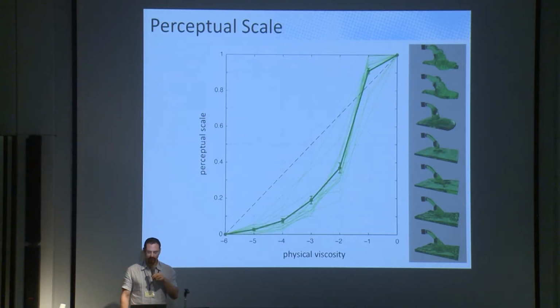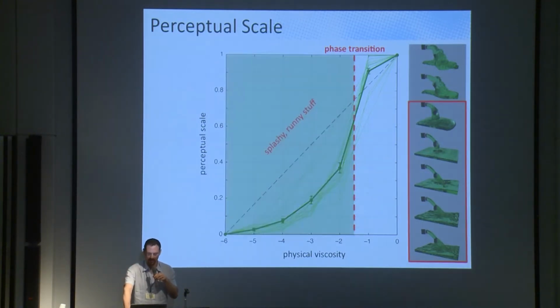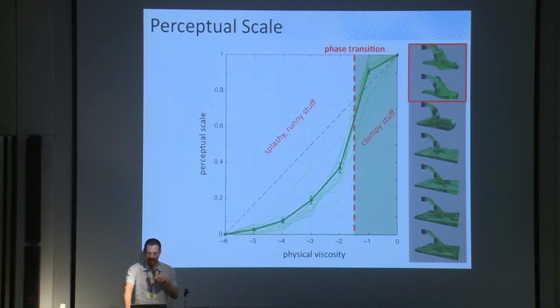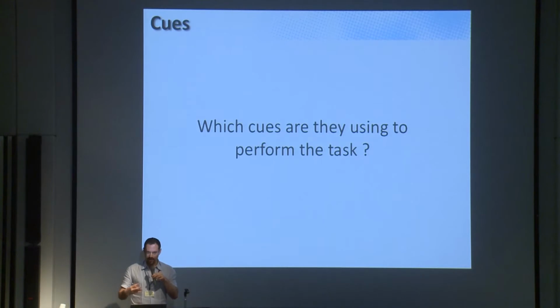Here are the scales for all of the individual subjects. The thick green line is the mean across those subjects. One interesting observation here is that there seems to be something like a kind of perceptual phase transition between, on the left-hand side, runny liquids, which are all kind of much of a muchness, and then there's a sudden transition up to much thicker liquids, which are the thick, clumpy stuff. So there's splashy, runny stuff on one side, clumpy stuff on the other side.